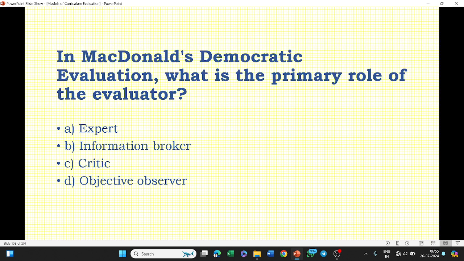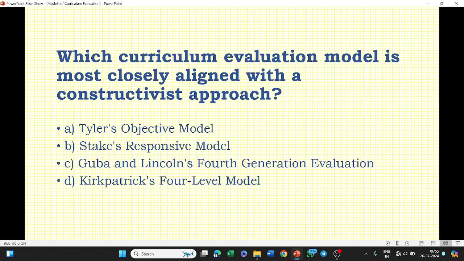In MacDonald's democratic evaluation, what is the primary role of the evaluator? Options: Expert, information broker, critic, objective observer. Answer of this question is option B, that is information broker. Which curriculum evaluation model is most closely aligned with the constructivist approach?